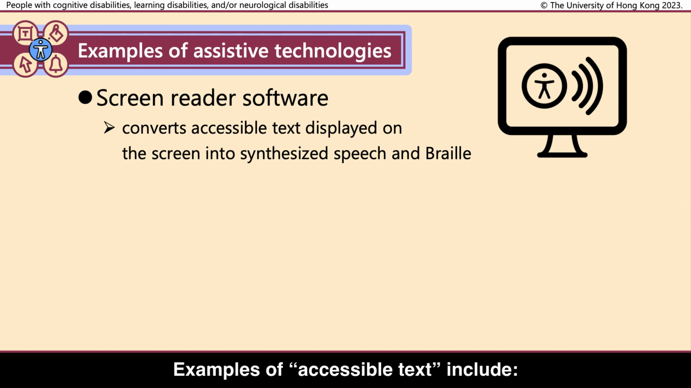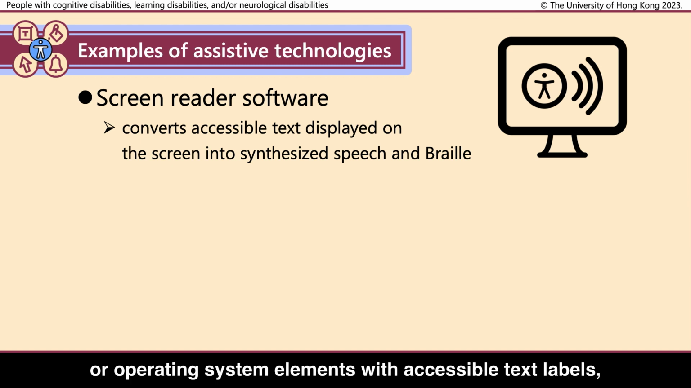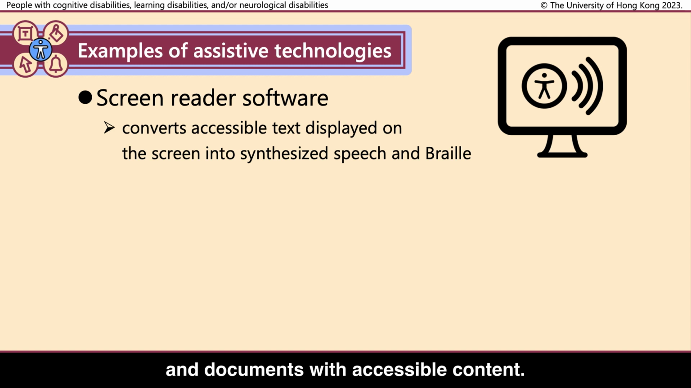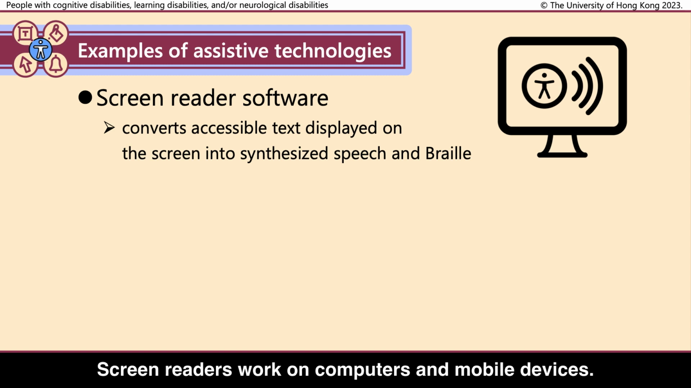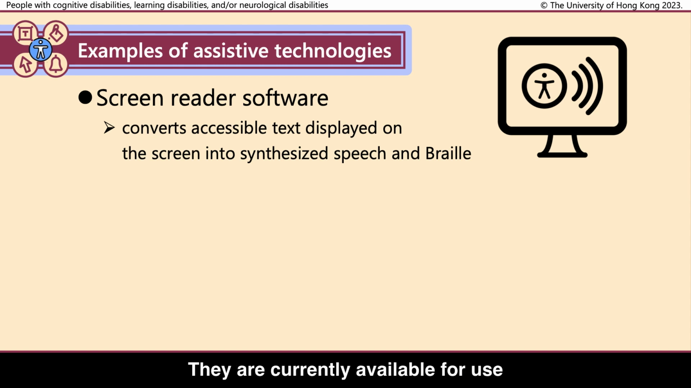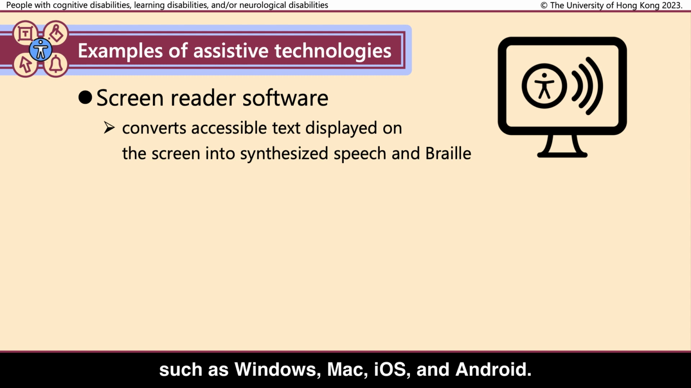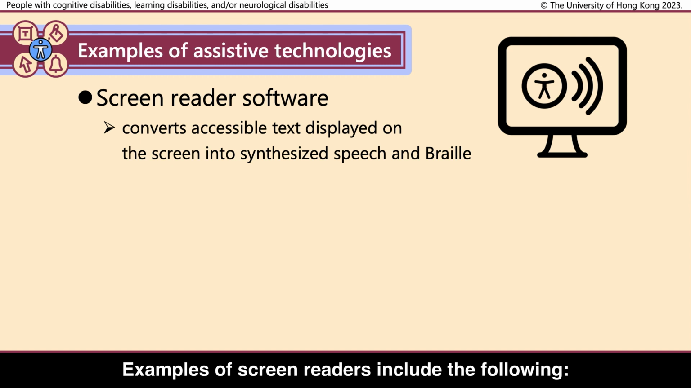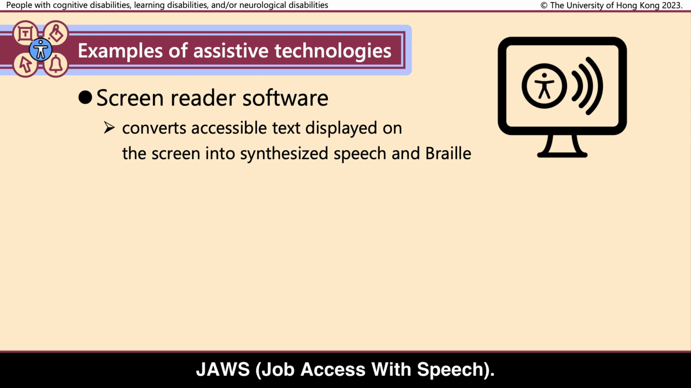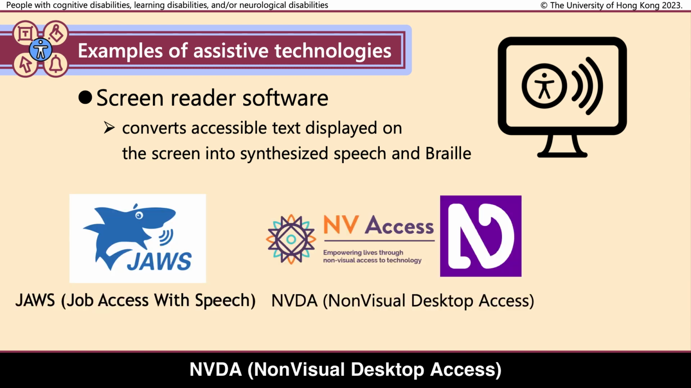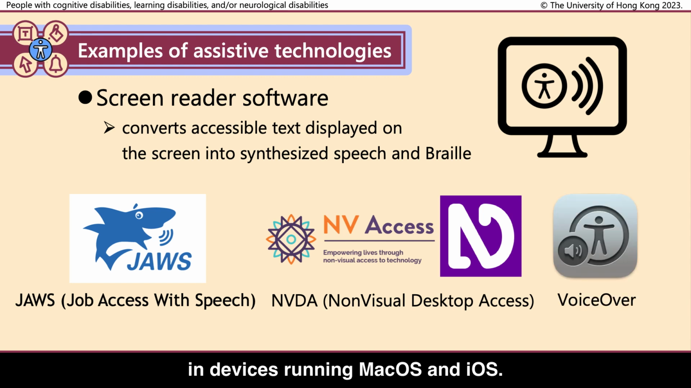Examples of accessible text include readable text, images, buttons, or operating system elements with accessible text labels, and documents with accessible content. Screen readers work on computers and mobile devices. They are currently available for use with devices running different operating systems such as Windows, Mac, iOS, and Android. Examples of screen readers include the following: JAWS, Job Access with Speech; NVDA, Non-Visual Desktop Access, available for download and use free of charge, and works on devices running Windows; and VoiceOver, a built-in screen reader in devices running macOS and iOS.